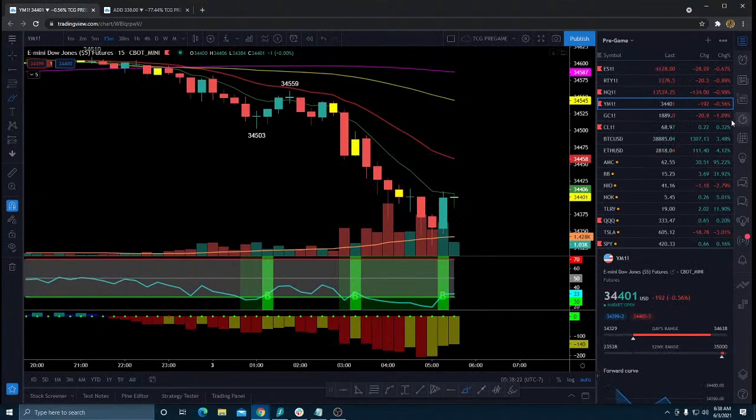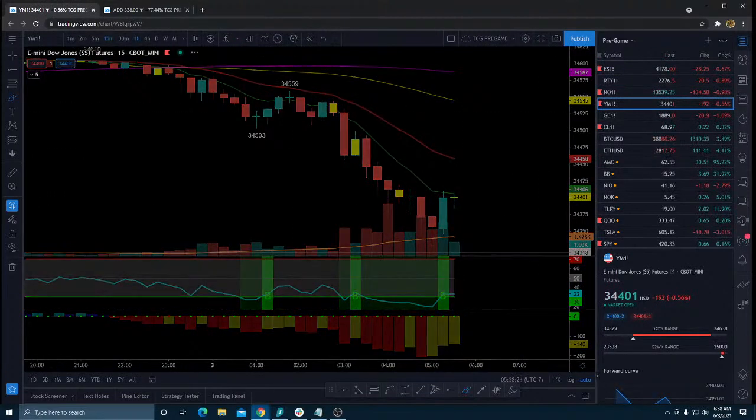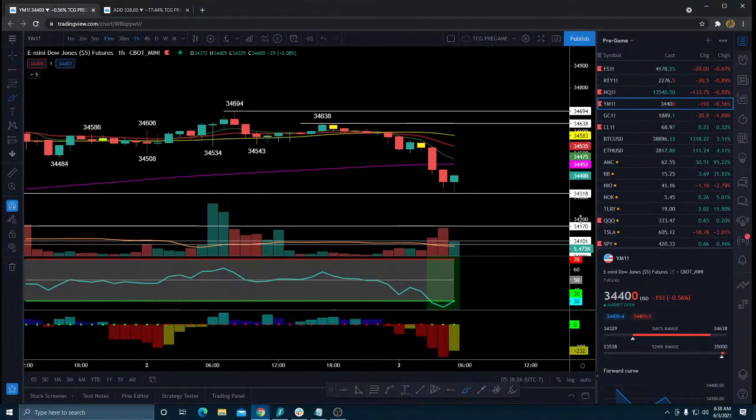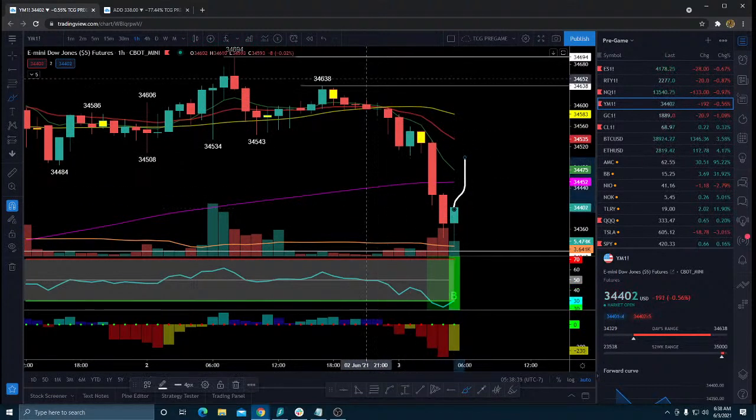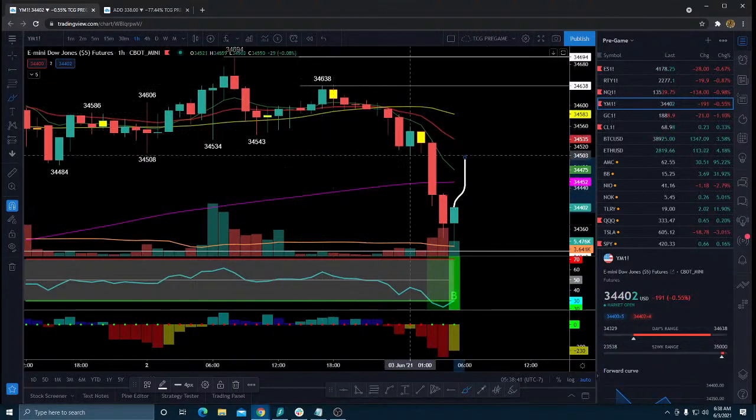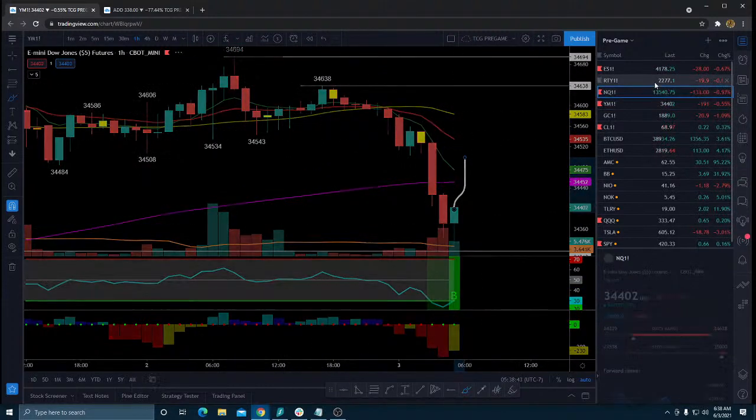YM, we're not pulling back as hard. Here's your levels on YM if you want to screenshot that. And remember, on any bounce, we are looking for lower highs. So on any bounce, odds favor we're going to get a lower high relative to 34,638. So just remember, any bounce, lower high, and that's on all four.